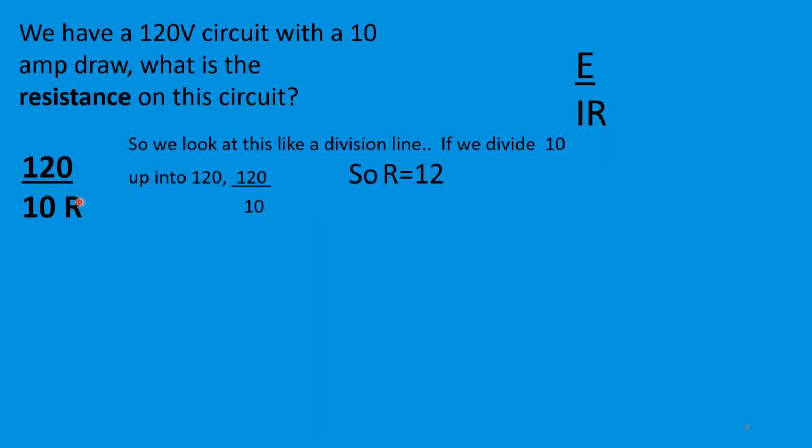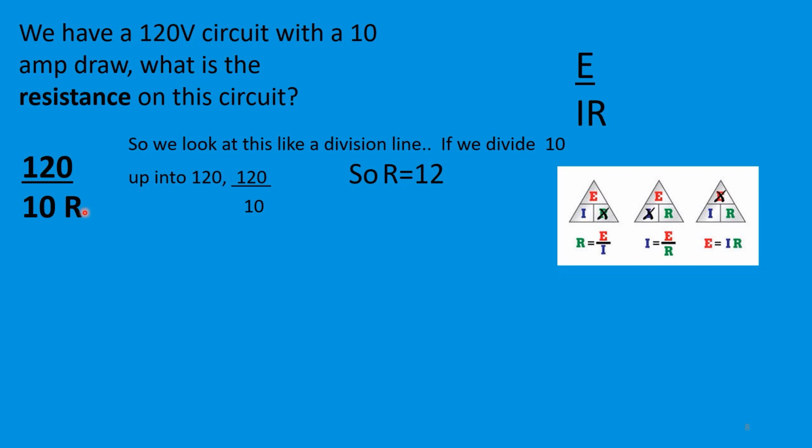So we bear that math out. We divide 10 up into 120, and that lets us know that our resistance is 12. So we have a 12 ohm resistance, and we have 120 volts, and we have 10 amps of draw. And what we did is we plugged in the two knowns, and we solved the math problem. So this is a division line. We took 10 up into 120, and that gives us a resistance of 12. Great job. And this is a very simple way to look at it. So any one that you don't know, you just cross it out, plug in the two that you do, and follow the appropriate math problem. And we're going to go through it one step at a time.